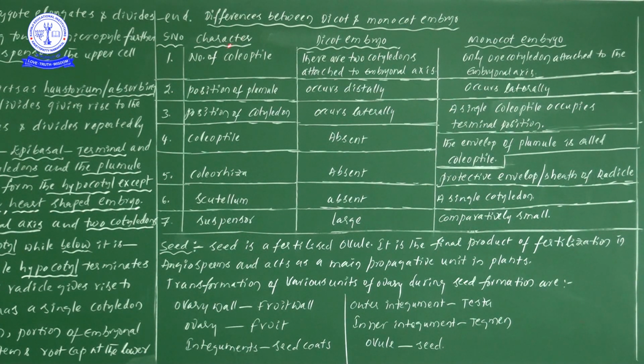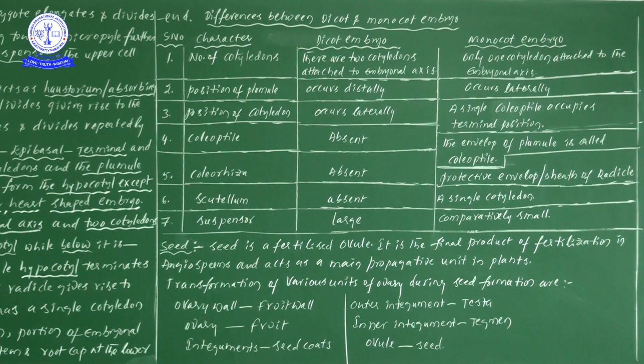From the characters point of view: number of cotyledons, position of plumule, position of cotyledon, coleoptile, coleorhiza, scutellum, and suspensor. One more time, what are the characters? Number of cotyledons, position of plumule, position of cotyledon, next coleoptile, coleorhiza, scutellum, suspensor. Now, number of cotyledons in dicots, one by one let us see, first the dicot embryo, later the monocot embryo.